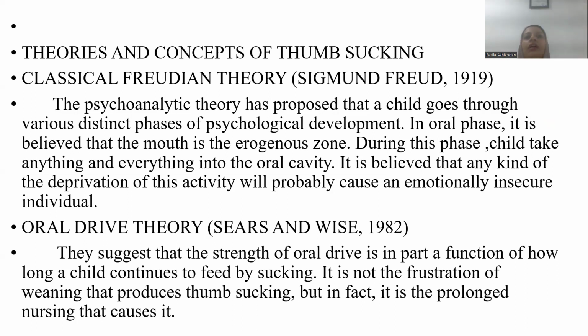The most common theories which explain the thumb sucking habit are the classical Freudian theory and the oral drive theory. The classical Freudian theory was given by Sigmund Freud, and the oral drive theory by Sears and Weiss in 1982. According to the classical Freudian theory, the child goes through different stages of psychological development. The first stage is the oral phase, in which the mouth is the erogenous zone, and the child has a tendency to place anything and everything into the oral cavity. It is believed that any kind of deprivation of this activity will probably cause an emotionally insecure individual.